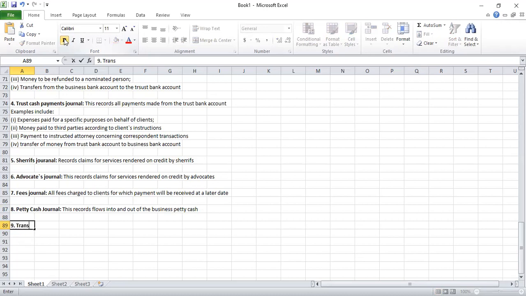Transfer journals. Right. When clients have got money for work that we will do in future, that money is recorded in the trust bank account. But when we've done the job and fulfilled all that we had agreed, we can now be allowed to take the money from the trust account and transfer it to the business. So all such transfers will be effected also through the transfer journal.